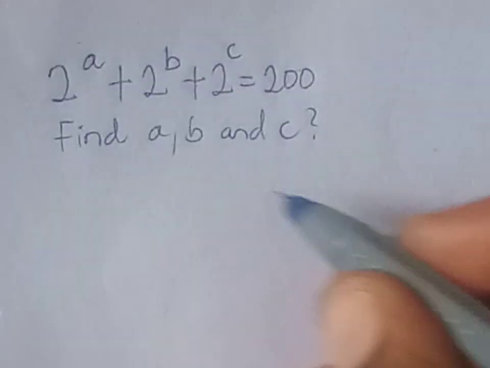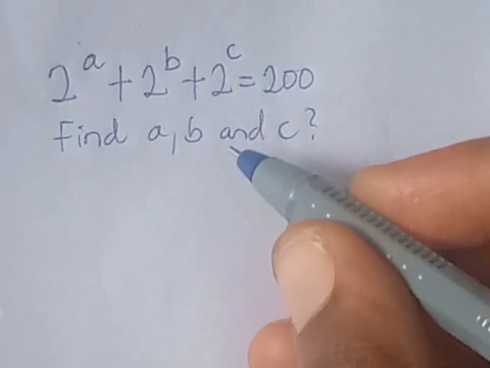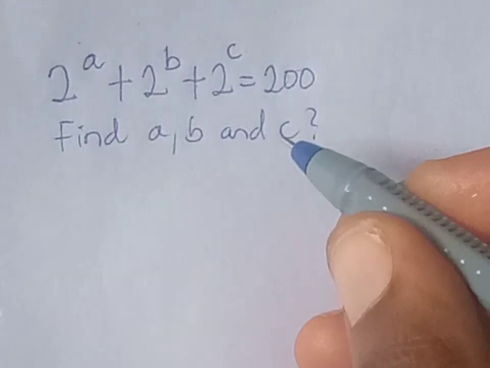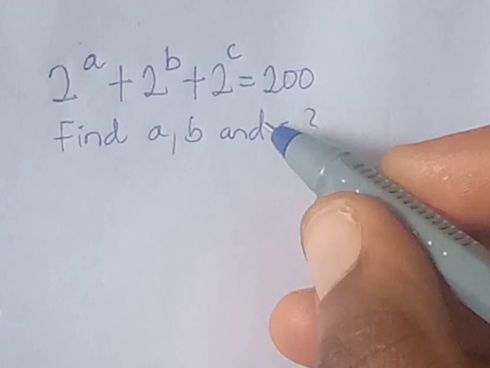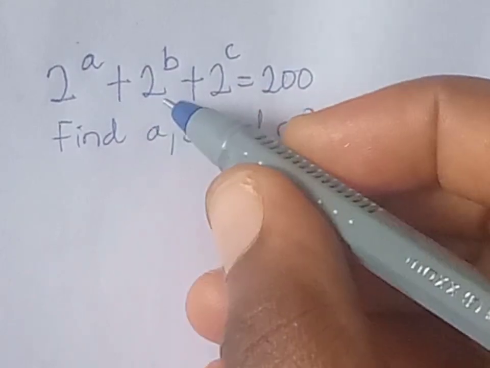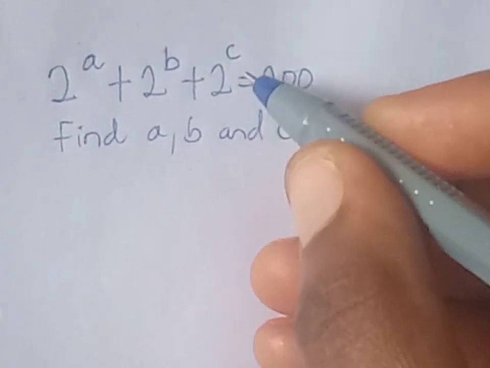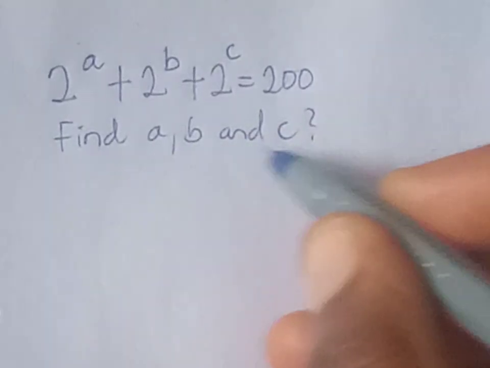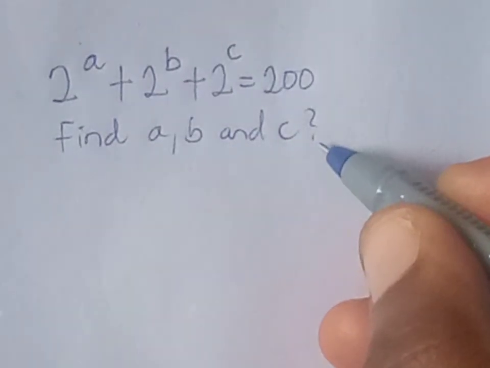Hello everyone. Today's math challenge is a beautiful math Olympiad question that looks difficult at first, but once you know the trick, it will be surprisingly easy to solve. Here is the question which says 2 raised to the power of A plus 2 raised to the power of B plus 2 raised to the power of C equals 200. And the task before us says find A, B, and C independently.